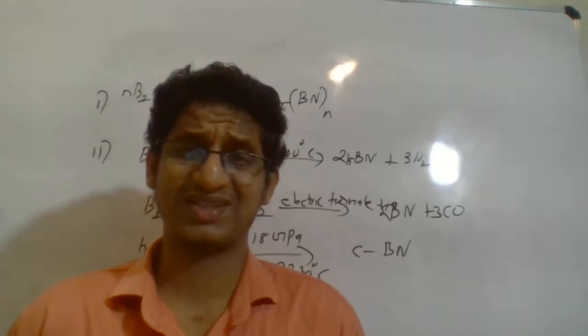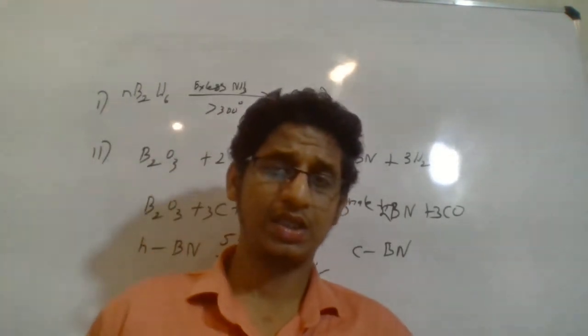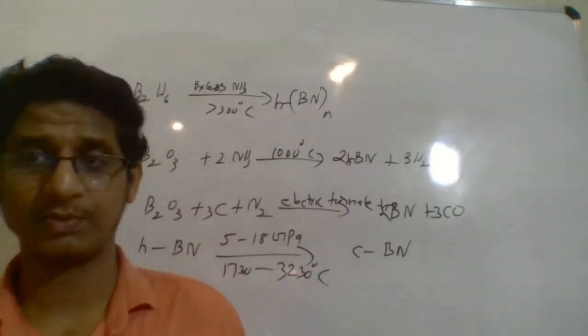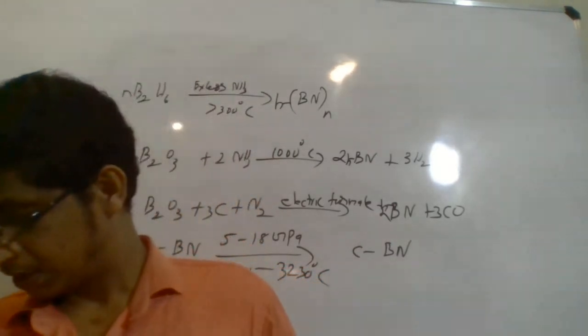Otherwise, if you look at the structure and properties, everything is very much similar to diamond and graphite, with respect to cubic boron nitride and hexagonal boron nitride respectively.